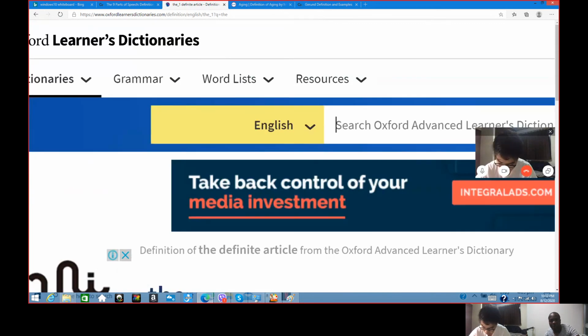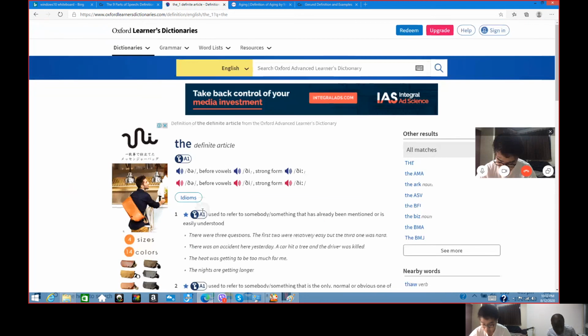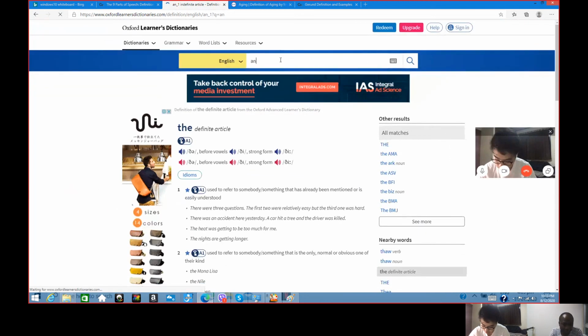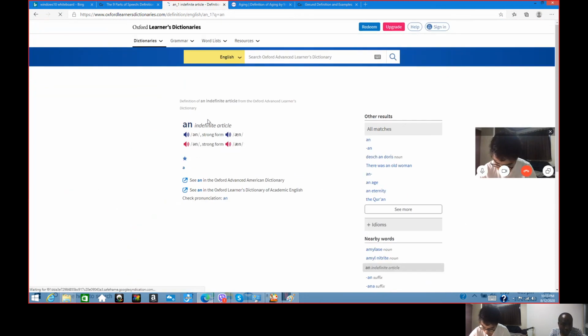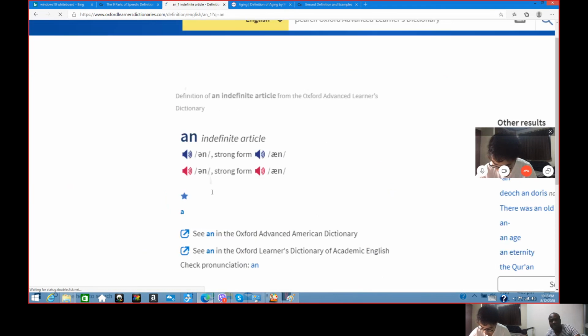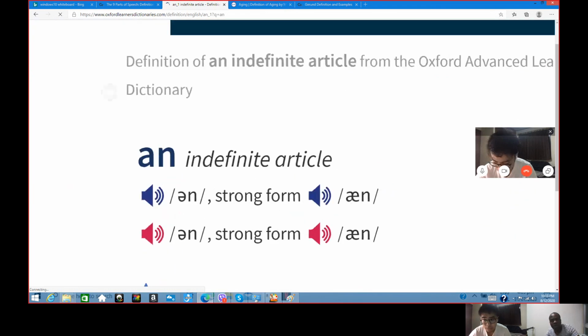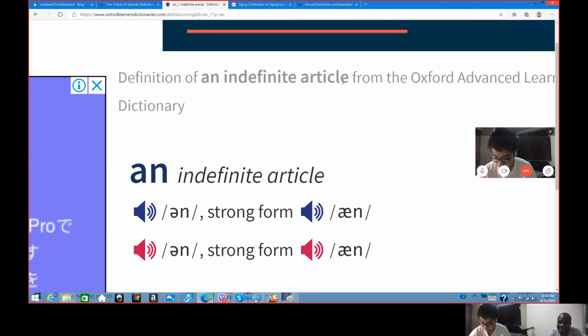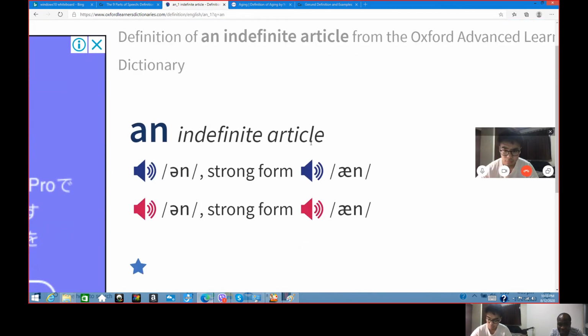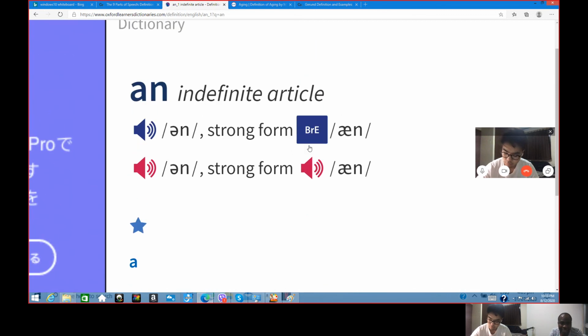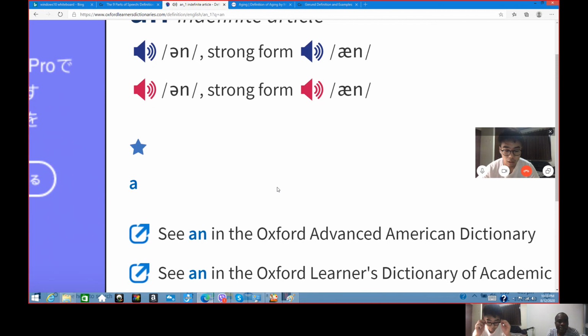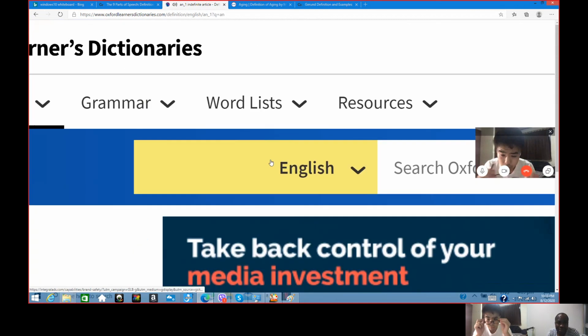Sorry, I'm taking the time. I wanted to finish now. So what does it say? Can you see? So an is an indefinite article, and it says that an is used before vowels. So the last one is what?